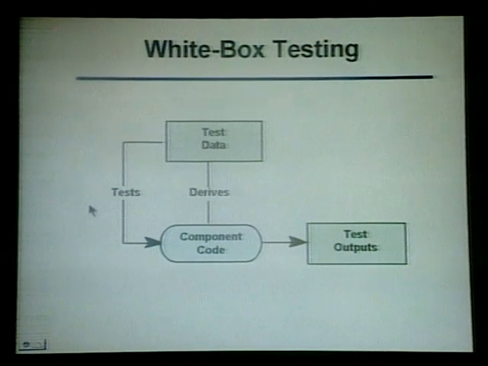In white box testing, we can start with the component. We have the code of the component. From the code, we can derive test data. Then that test data can be input to our program, and we can take the test output, and then we can compare our test output with the predicted output to make sure that the component works according to the specification.